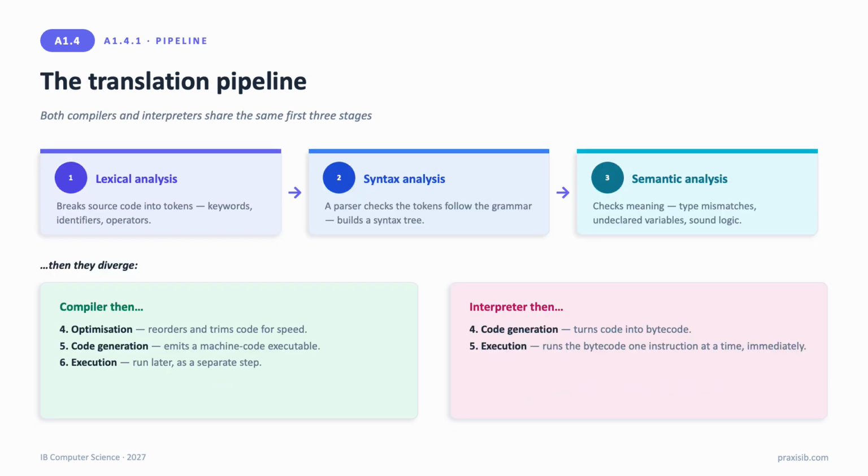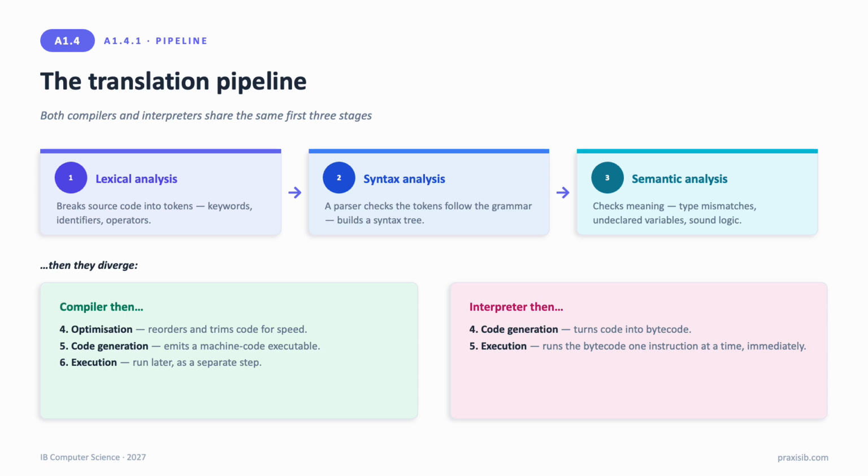You might think that compilers and interpreters work in completely different ways inside. But here's a surprise. They share the same first 3 stages. Let's walk through them. Stage 1 is lexical analysis. The translator takes your source code and chops it into small, meaningful pieces. We call these pieces tokens. Tokens are things like keywords, variable names, and operators. Think of it like breaking a sentence into individual words.